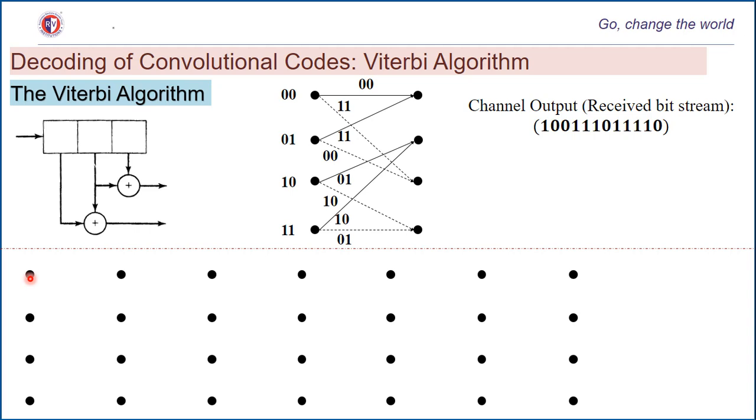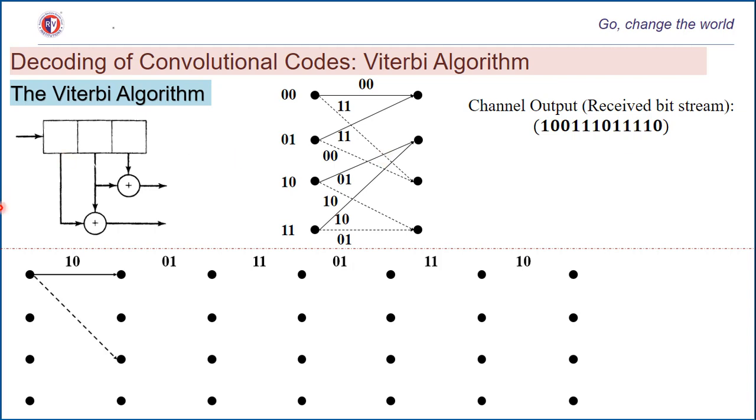Let's start developing the Viterbi algorithm. It starts by drawing the transitions starting with the zero state. To begin with, the received sequence has been split into two-bit groups, because we know that it is a rate half encoder. So we divide the bits into two groups such that the actual received bit stream would be 10, 01, 11, 01, 11 and 10. This is what is actually received in the example that is given.